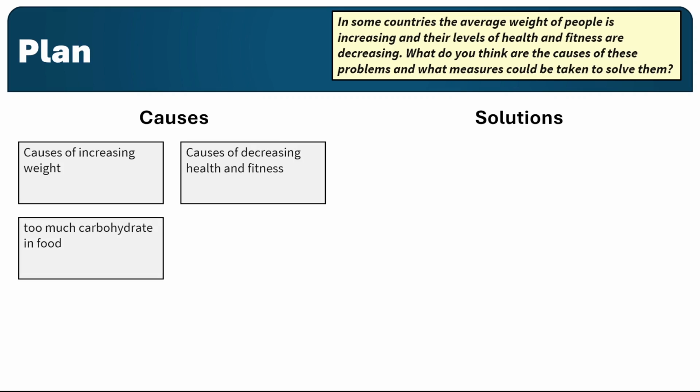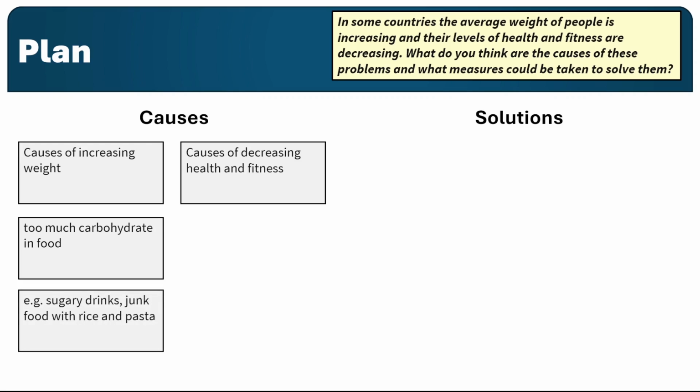Well, too much carbohydrate in food. I think people are eating too much carbohydrate. That's things like sugar, starch, for example, sugary drinks, and also junk food with rice and pasta. So if you eat too much rice and pasta, or if you drink too many sugary drinks, you're going to increase your weight. You're going to get fatter.